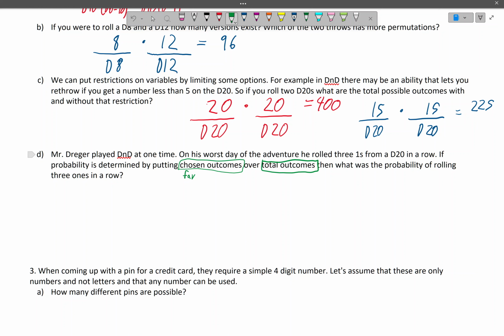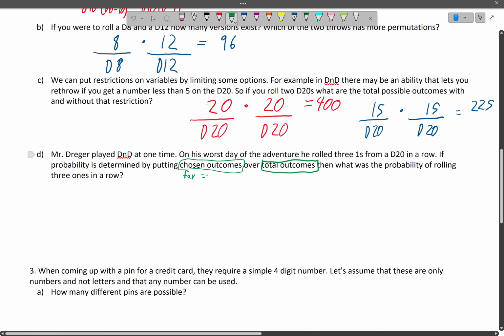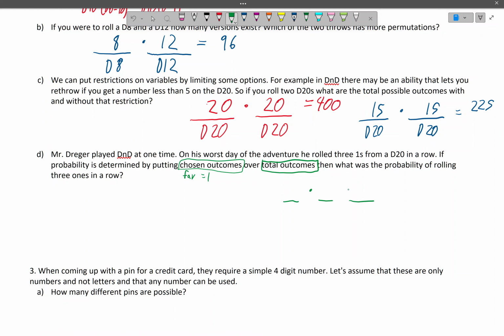Well, the chosen outcomes are 1, 1, 1. There's only one option. It's rolling a 1, then rolling 1, rolling 1. So that one is 1. We're really asking about the total outcomes. So if we have 3 blanks, what are the total number of options? Well, it's 20 times 20 times 20. It's 8,000. So what was the probability? 1 over 8,000.